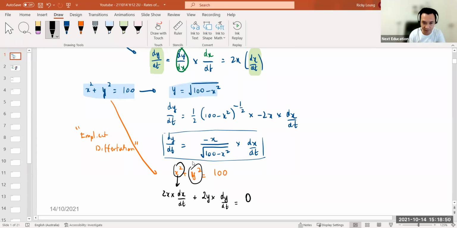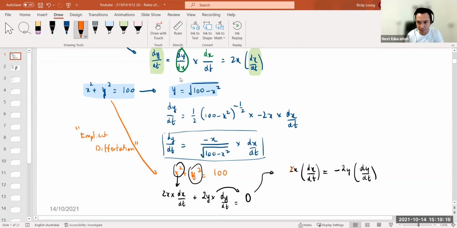Because then look at this, right? Let's look at this expression. I have an equation here where that side's 0, so I'm going to throw this whole thing over the fence, and I get 2x times dx dt equals negative 2y, dy dt.